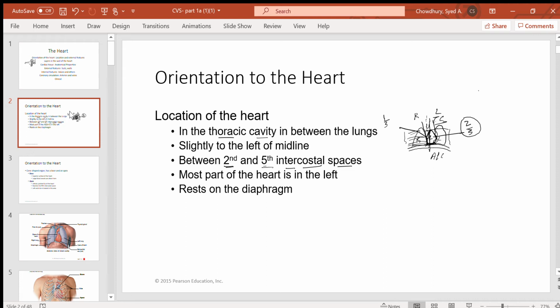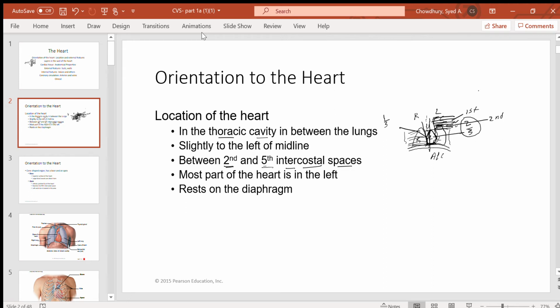So if this is your first rib, this is your first rib here, this is the second rib. So this space is the first intercostal space between first and second. Now you see this is the third rib. So between second and third, this is the second intercostal space. So the upper border of the heart you see here is in the second intercostal space.